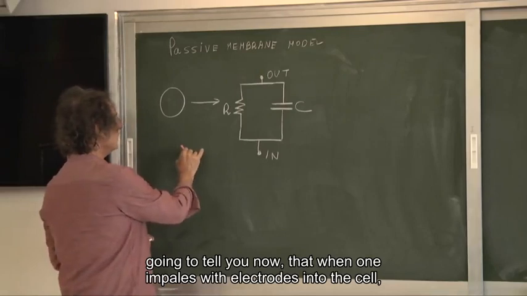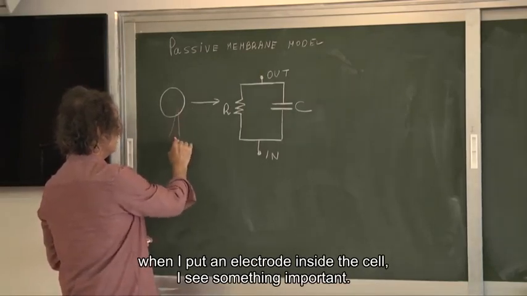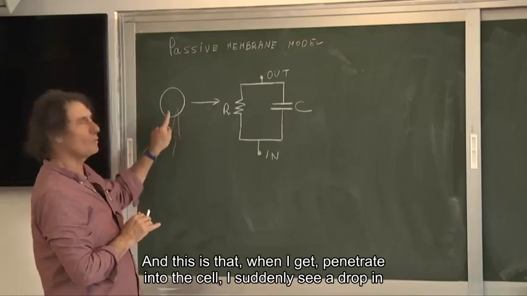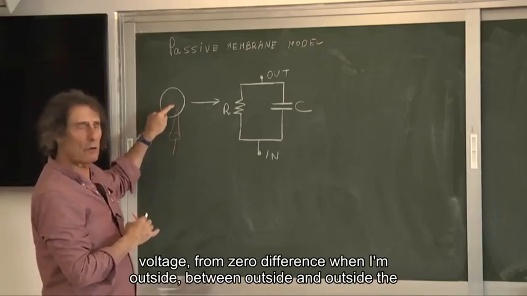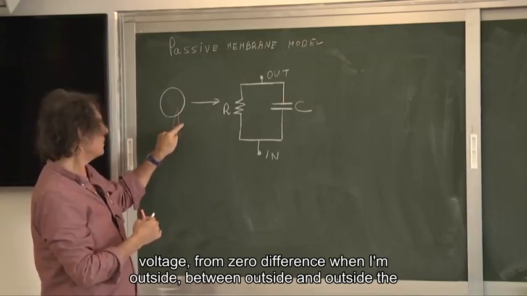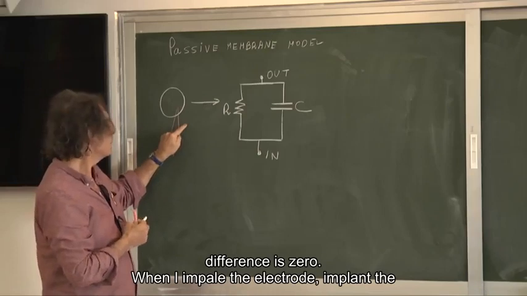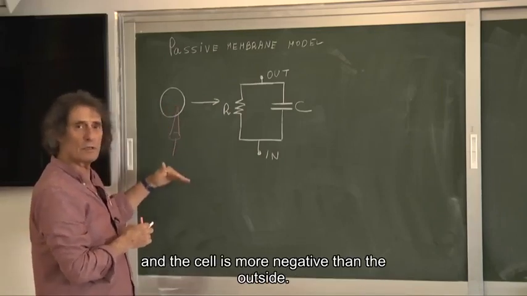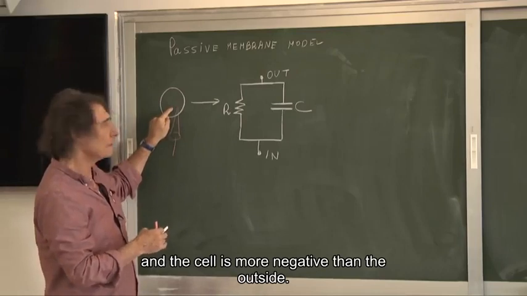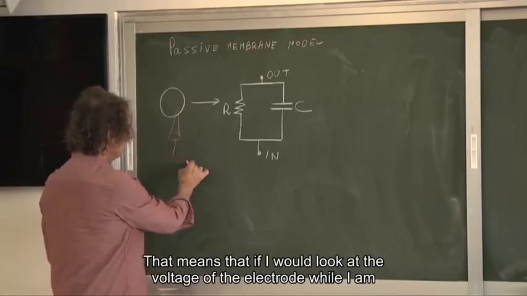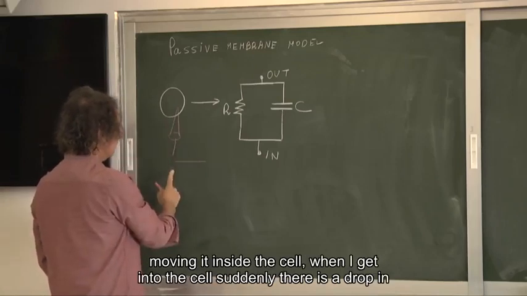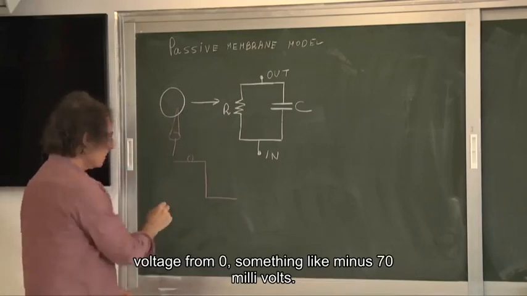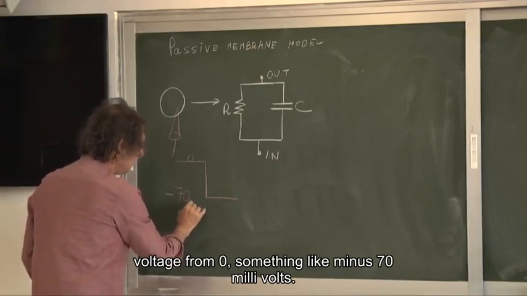One thing I did not tell you, and I'm going to tell you now, is that when I put an electrode inside the cell, I see something important. When I penetrate into the cell, I suddenly see a drop in voltage from 0 difference when I'm outside. Between outside and outside, the difference is 0. When I implant the electrode inside the cell, I suddenly see a drop in voltage, and the cell is more negative than the outside. That means that if I look at the voltage of the electrode while I am moving it, when I get into the cell, suddenly there is a drop in voltage from 0 to something like minus 70 millivolts.